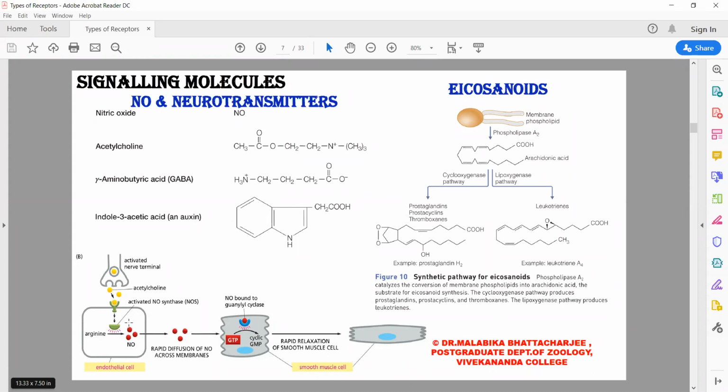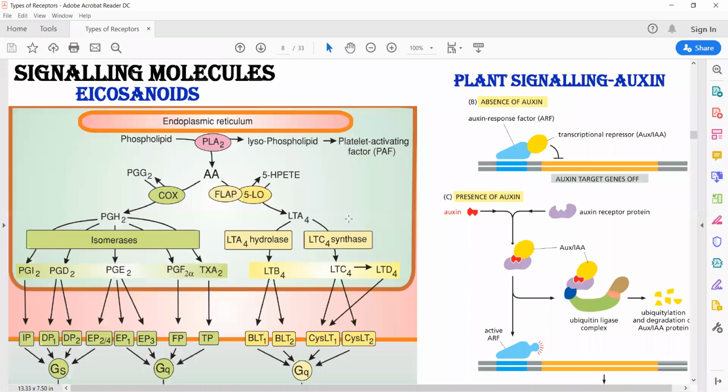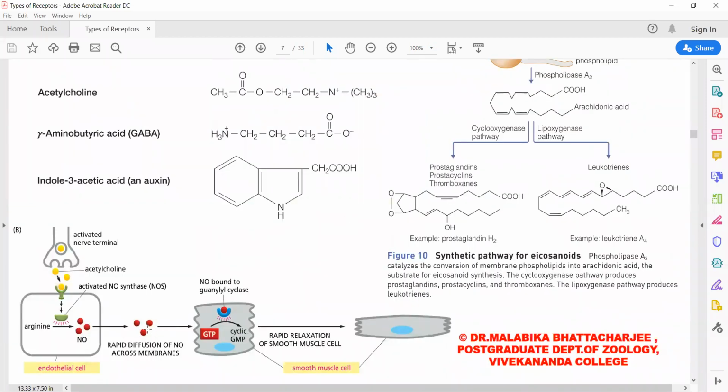Once nitric oxide is synthesized, the cell rapidly releases it into the extracellular space. The nitric oxide is now moving out by diffusion, and then it enters a target cell where it can bind to a specific receptor. In this case, the receptor is guanyl cyclase. That's an enzyme again. And thereafter, it results in the relaxation of smooth muscle.